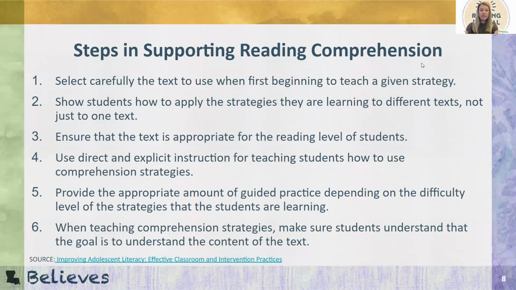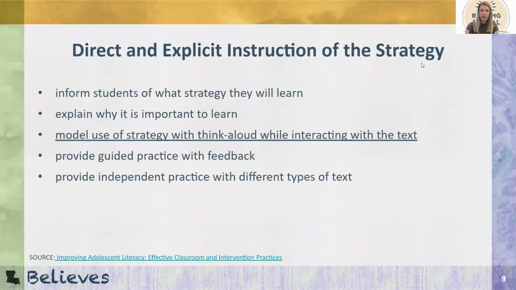Number 6, when teaching comprehension strategies, make sure students understand that the goal is to understand the content of the text. So if they're constructing a piece of writing, make sure we tell them that it is to understand the content of what they just read. It's not just because you're getting a grade or I'm checking over your writing. It's because we're doing this so that we can make sure that you understand the content of what you just read. So just a little bit more about direct and explicit instruction and what that should look like.